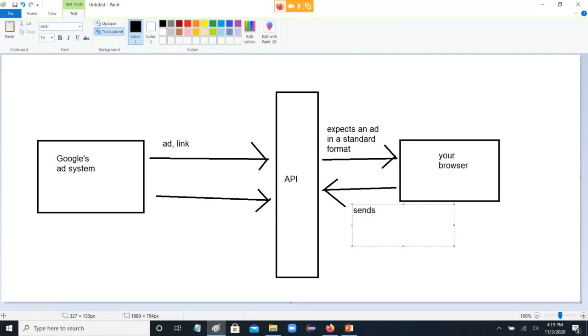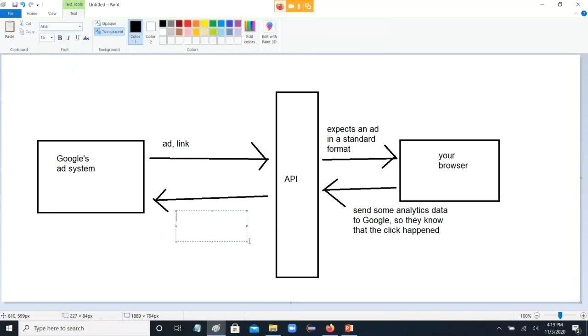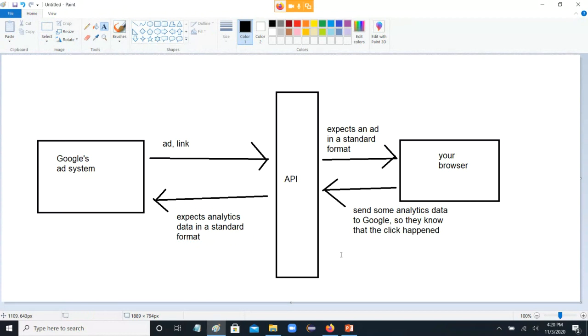But it's also going to send some analytics data to Google so they know that the click happened. Okay, so that's a thing. And then, this arrow should be going the other way, shouldn't it? Better. Okay, so then Google expects analytics data in a standard format. Okay, so the API is just making sure that the data is in the correct format.